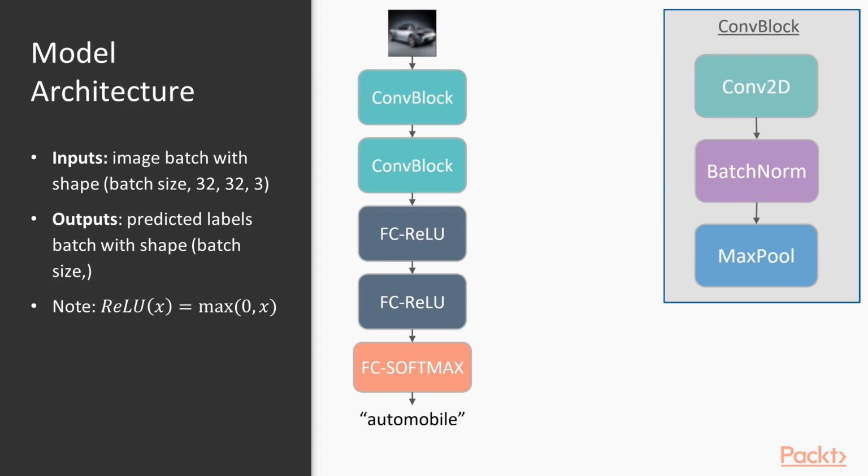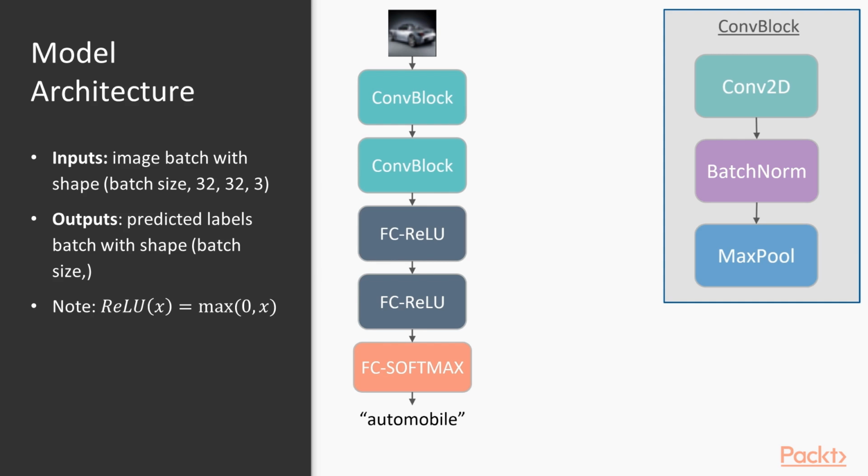After some pre-processing, we'll feed in batches of images, here a batch of size 1, and output the predicted labels for the batch. For this example, the correct label for our single example batch is automobile. Note that this 32 by 32 image is actually one of the images in the CIFAR 10 dataset, and its label is indeed automobile.